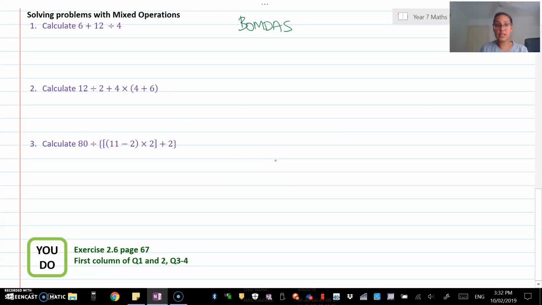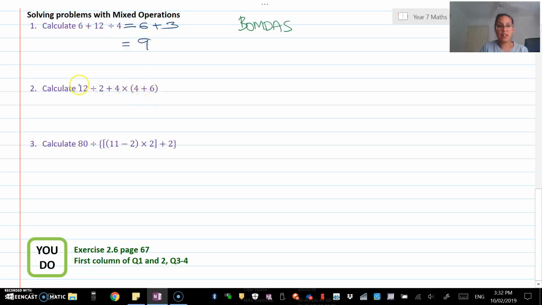Alright, so let's look at some problems for solving problems with mixed operations. We're going to calculate 6 plus 12 divided by 4. Even though we want to read it left to right, we've got to consider our orders of operation. So the first thing we need to consider is looking for brackets, which we don't have any of, or powers or orders of. We do have multiplication and division, so that's what comes first. So we put our equal sign in, and I'm going to go 12 divided by 4, which is 3, and the 6 stays here. And then the next part is we solve 6 plus 3, which is 9.